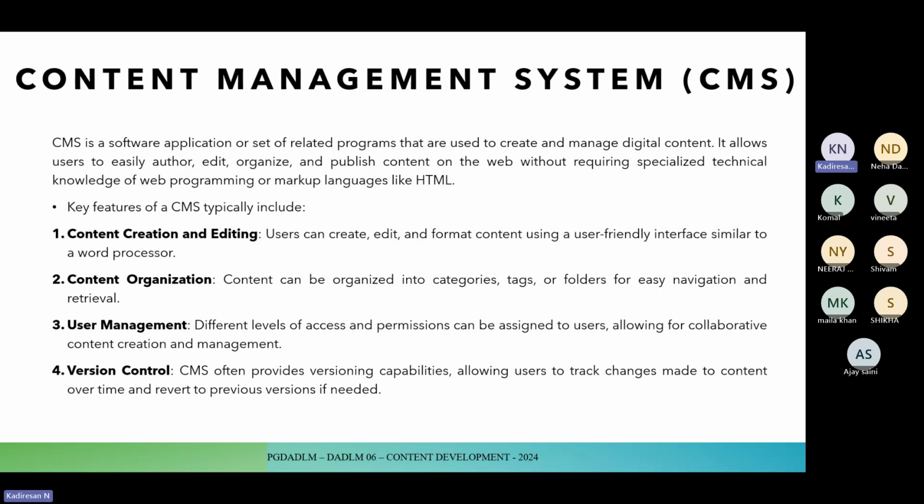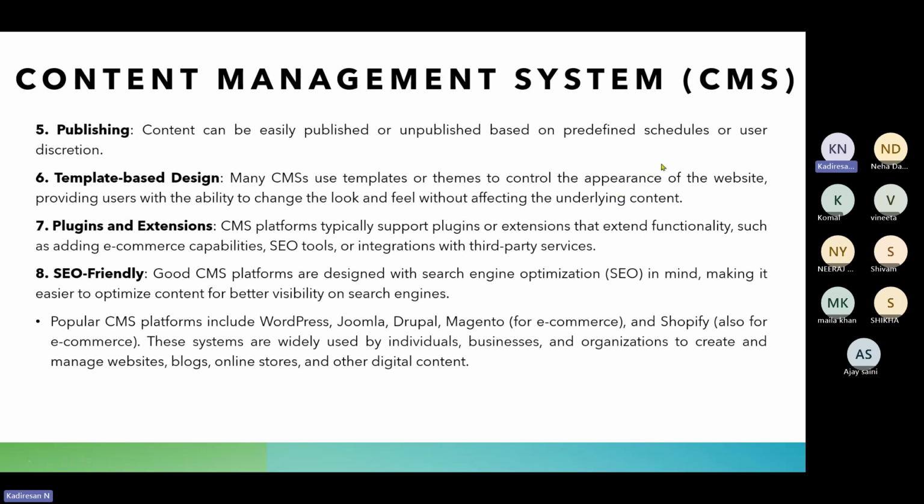So there will be different versions, and using this content management system, we can keep track of the different contents which we have. And if we want to make changes in the older content, or if we want to delete the content easily, we can revert to those contents as well. And following that, we have publishing. Content can be easily published or unpublished based on predefined schedules or user discretion. So either the content can be published or unpublished based upon the user who is creating the content.